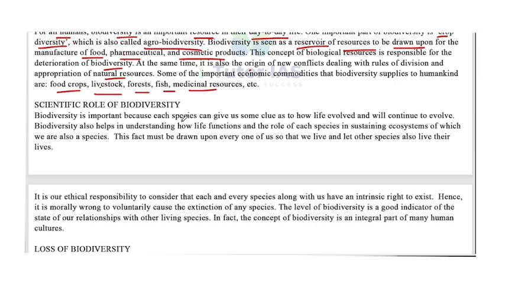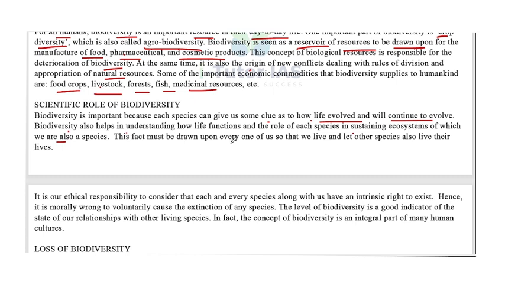Biodiversity is important because each species can give us some clue as to how life evolved and will continue to evolve. Biodiversity also helps in understanding how life functions and the role of each species in sustaining ecosystems of which we are also a species.